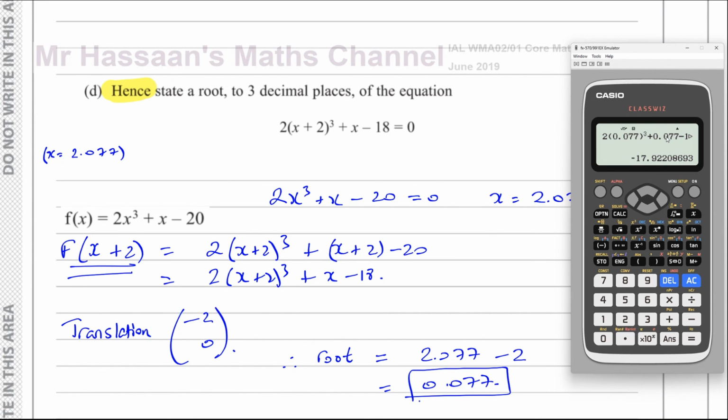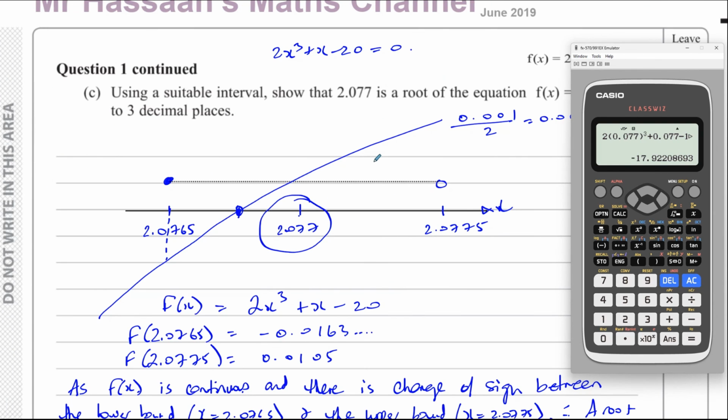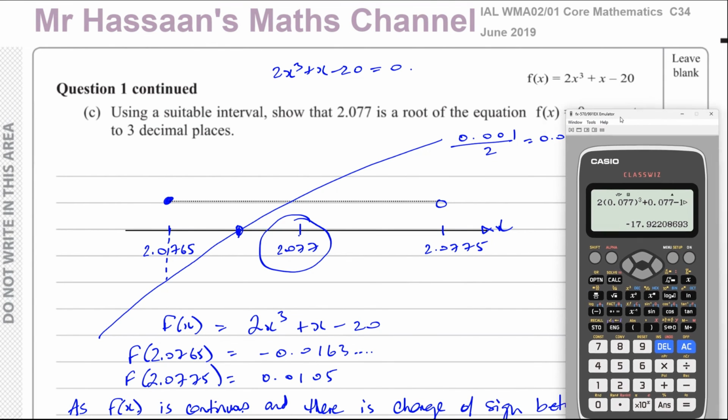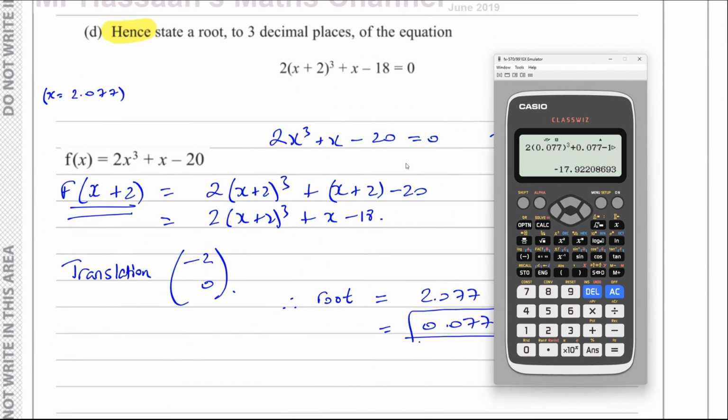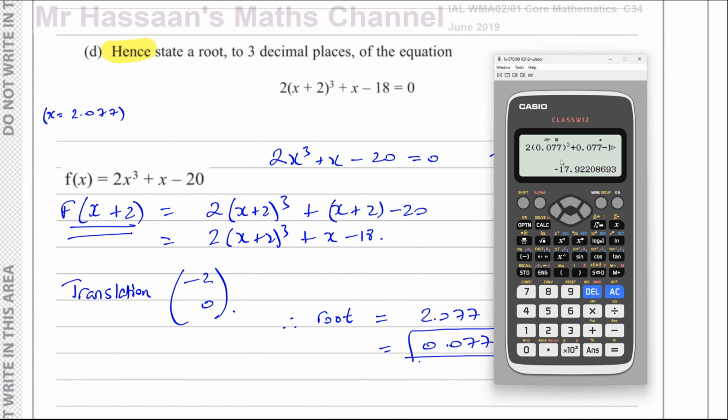What's going on here? 0.077, 2.077. Plus 0.077 minus 18. Give me a second here. 2 times, sorry, what did I forget to do here? Plus 2, sorry about that. Plus 2. Okay, so that's x plus 2. So press equals again.